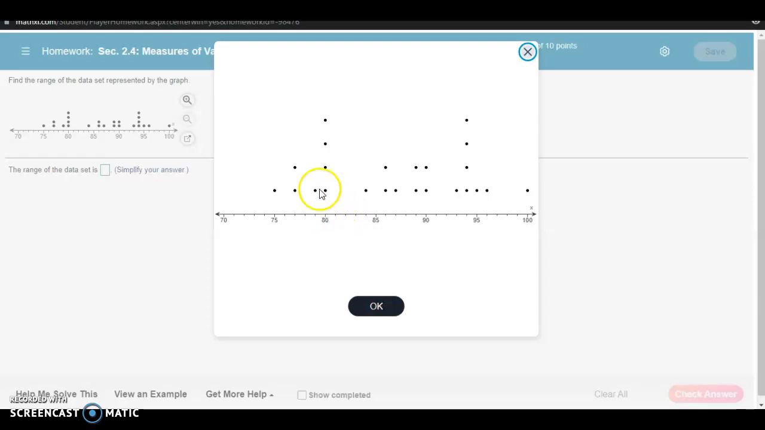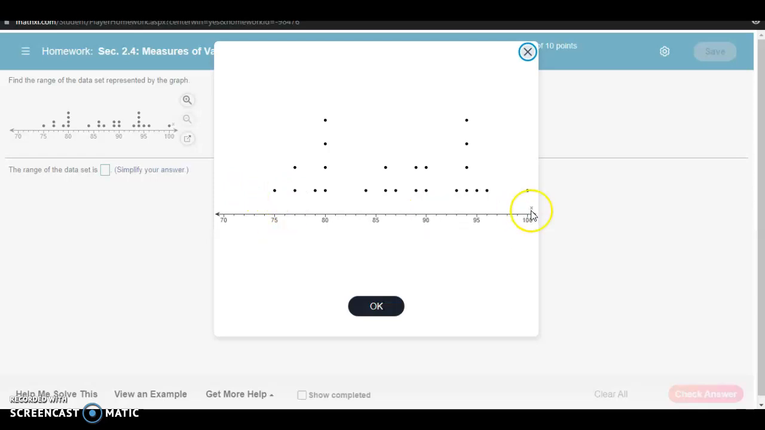For example, there are 1, 2, 3, 4 data values equal to 80. There's 1 equal to 79. There are 4 data values equal to the value of 94, and so on. But to find the range, we need the smallest data value and the largest data value. It looks like the smallest data value is 75, because that dot is on the far left of our dot plot, and there are no other dots to the left of it.